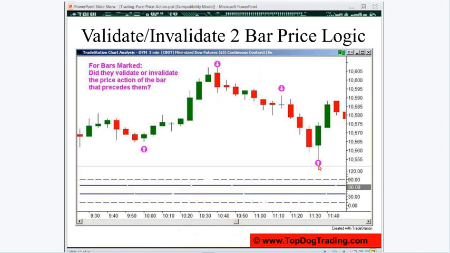But what about this one? Just for fun and giggles, does this one validate or invalidate the bar before it? Right. Good.